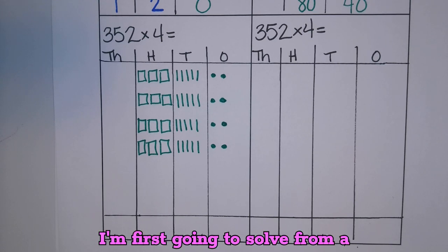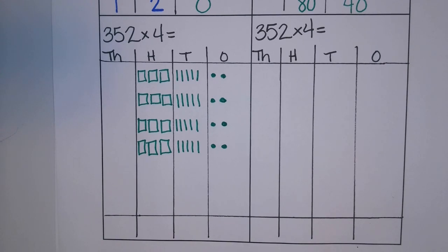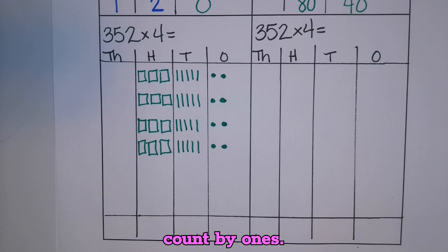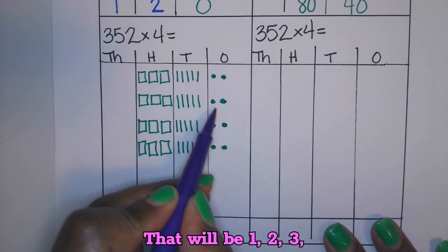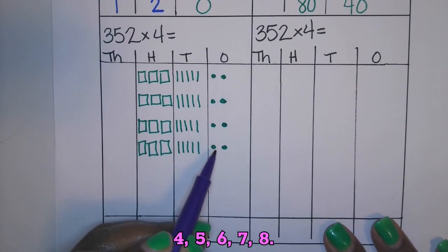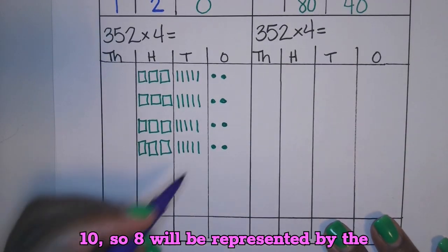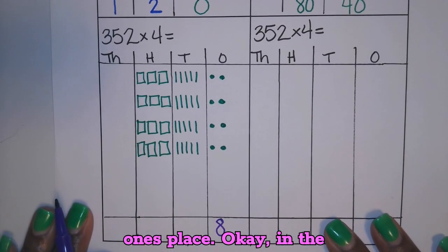I'm first going to solve from a perspective of repeated addition. Starting in the ones place, I'm going to count by ones. That will be 1, 2, 3, 4, 5, 6, 7, 8. I don't have enough to make a group of 10, so 8 will be represented by the ones place.